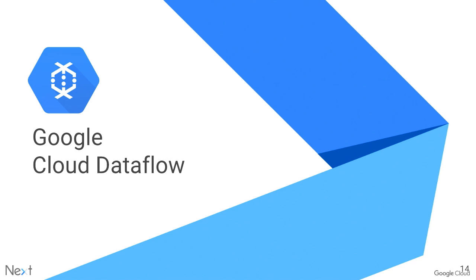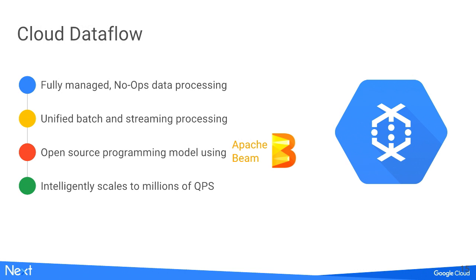Okay, so let's switch gears and talk a little bit about Cloud Dataflow. Cloud Dataflow is fully managed, no-ops data processing. It offers unified batch and streaming processing power, and it uses an open-source programming model, Apache Beam. It's designed to scale to millions of QPS if you're using it in streaming mode, and it can also run really large batch jobs.